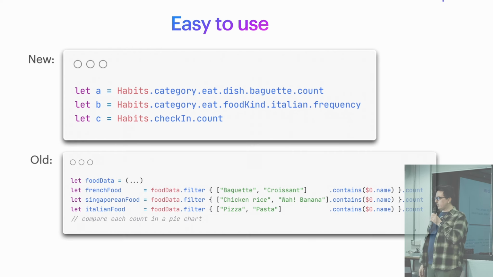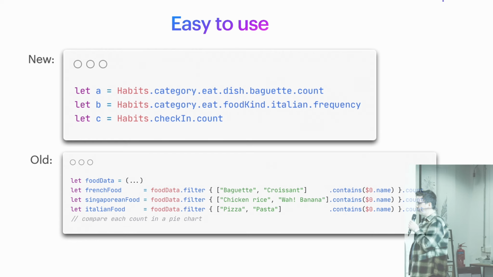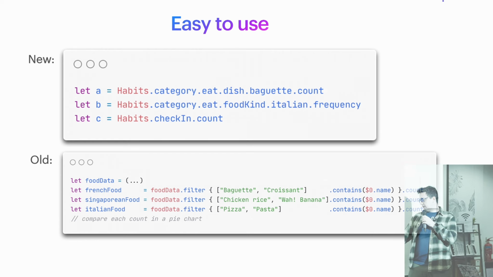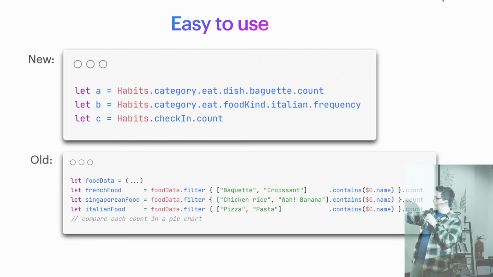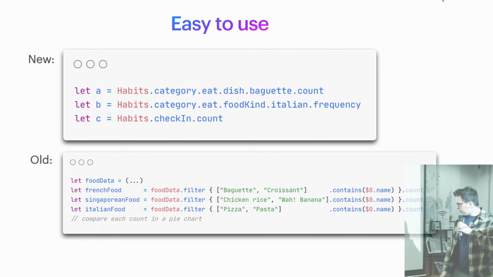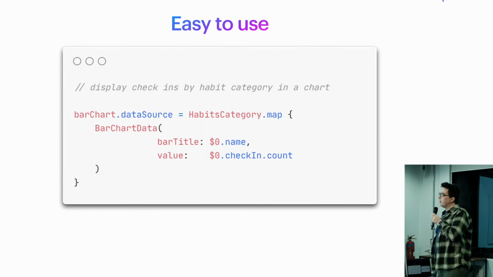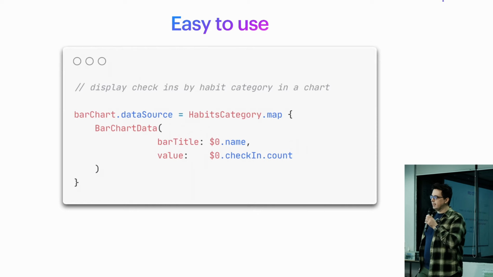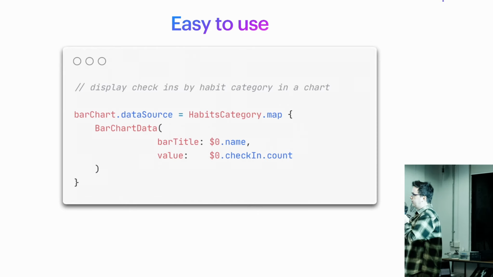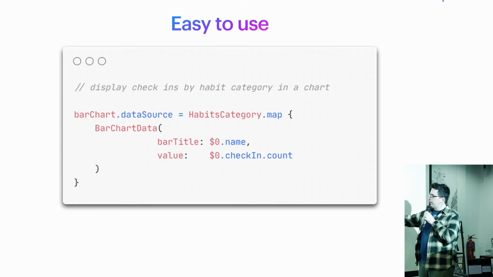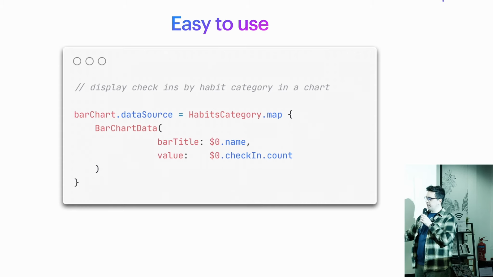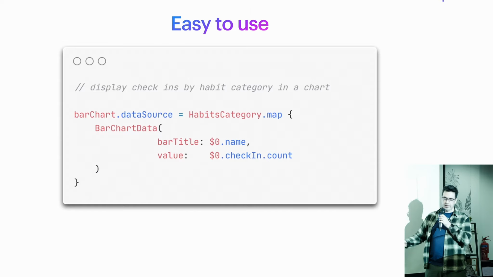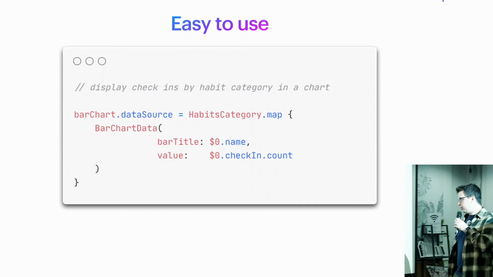As a reminder, this is our code from earlier. So as you can see, it's easier to filter towards Italian food, for example, doing this. Okay. And it's also cleaner if you want to build a chart, let's say using Swift Charts. You just map your data, use the name and the checkIn.count, for example, for the bar chart value. So as you can see, it's pretty easy to read.